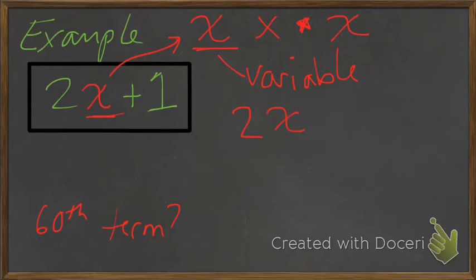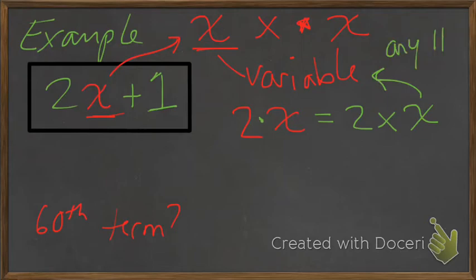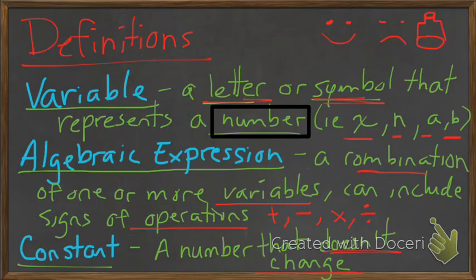What we say is, we're going to put a little dot right there. This actually means 2 multiplied by x. And remember, since x is a variable, this can be any number. Okay? Keep that in mind. Variable. Go back to the definition if you have to. A letter or symbol that represents a number.